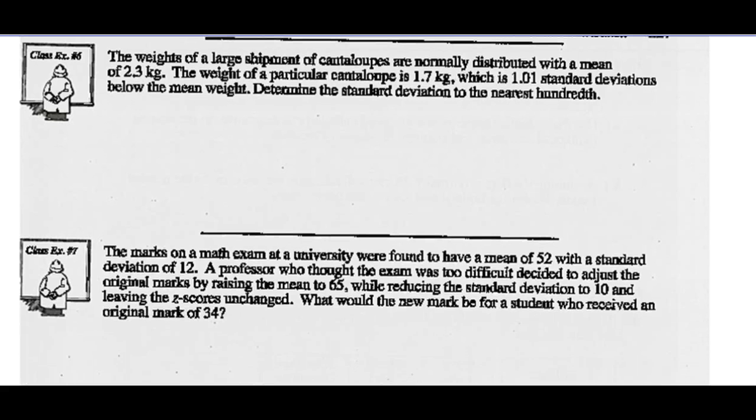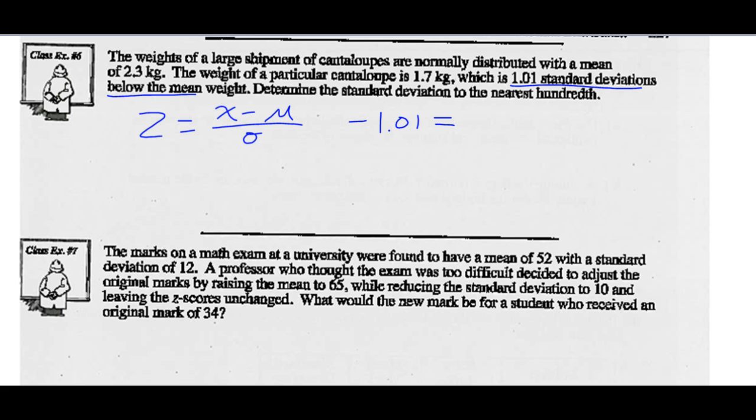Example 6. The weights of a large shipment of cantaloupes are normally distributed with a mean of 2.3. The weight of a particular cantaloupe is 1.7, which is 1.01 standard deviations below the mean. Determine the standard deviation to the nearest hundredth. So again, using our z-score formula, x minus mean divided by standard deviation. We're asked to find the standard deviation now. We're told it is 1.01 standard deviations below the mean, so my z-score should be negative 1.01.